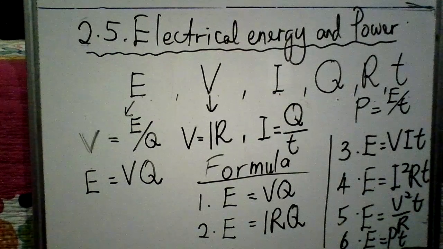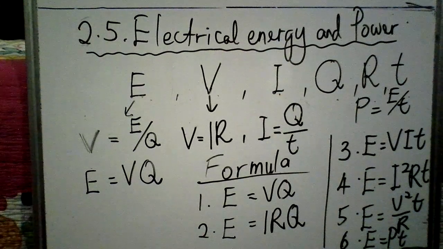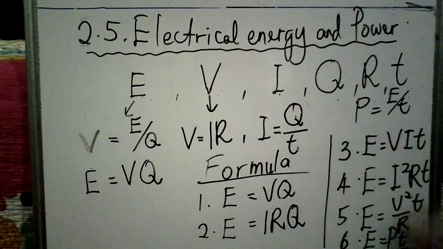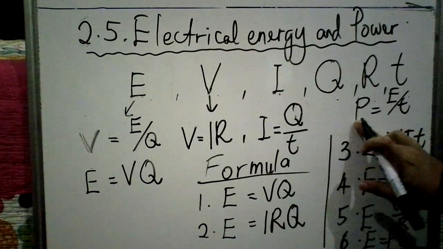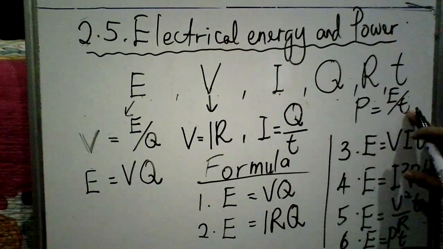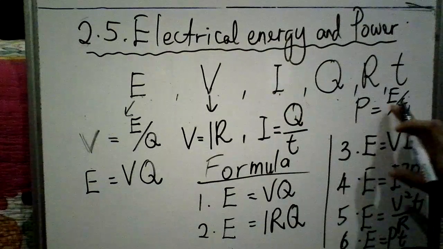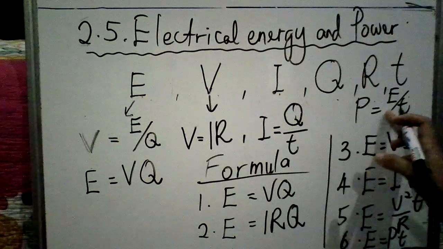How about power? The same thing we have discussed in chapter 2 form 4. Power is the rate of energy transferred. Okay, there is a formula. Power equals E divided by T. So meaning rate of energy transferred or rate of work done.